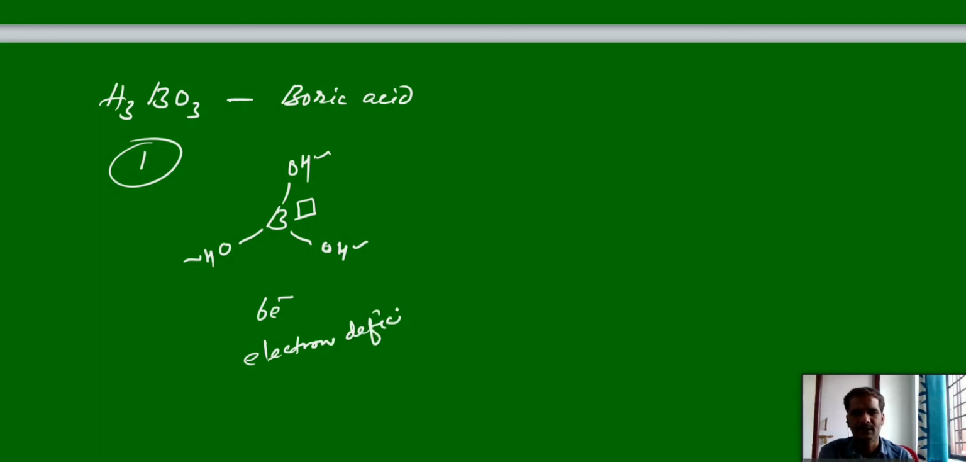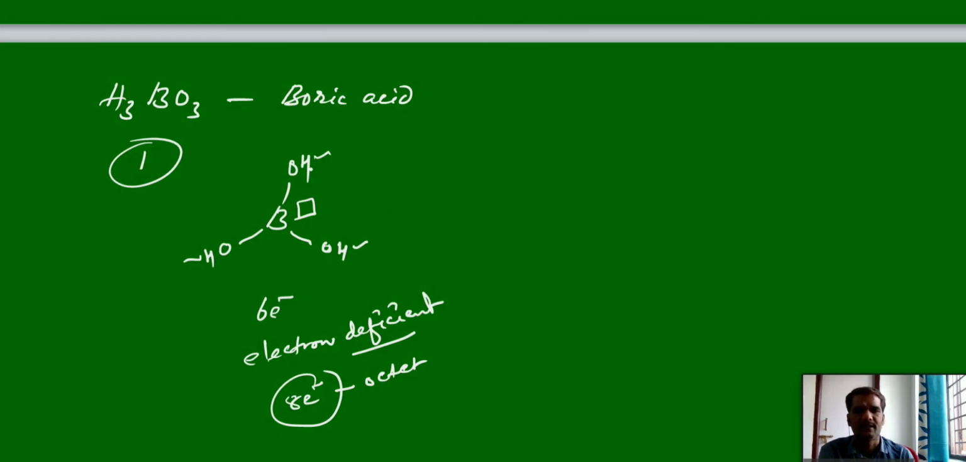Electron deficient means having fewer electrons than the octet configuration: in the valence shell, it has less than 8 electrons. If it has 8 electrons in the valence shell, then it satisfies the octet, and that is an electron precise molecule. If electrons are less than 8, then it is electron deficient. In the case of boron, we can see 6 electrons around the boron, so it is electron deficient and cannot donate. Only if it had excess electrons could it donate, but there are no excess electrons here.